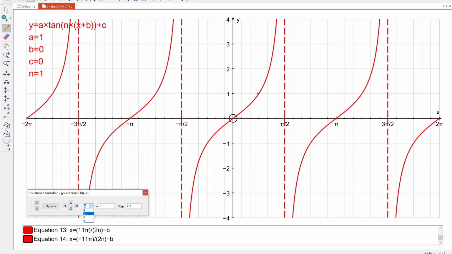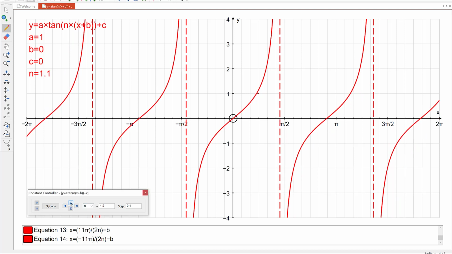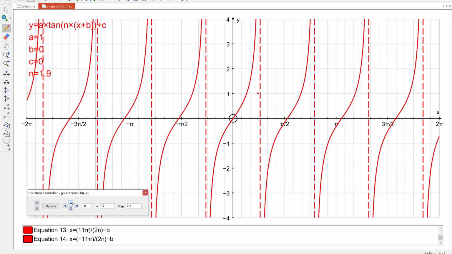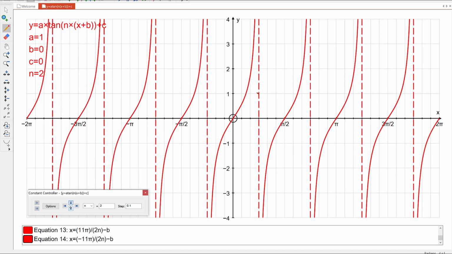If we play with n, n is about changing the period. So at the moment, the period is pi. So from 0 to pi, we're seeing one full picture of the graph. And then if we increase the value of n, we're dilating by, so let me make it a whole number. Here we're dilating by half from the y-axis by making n 2. And so the period now is pi on 2. So now we're seeing that one complete period happening between 0 and pi on 2.